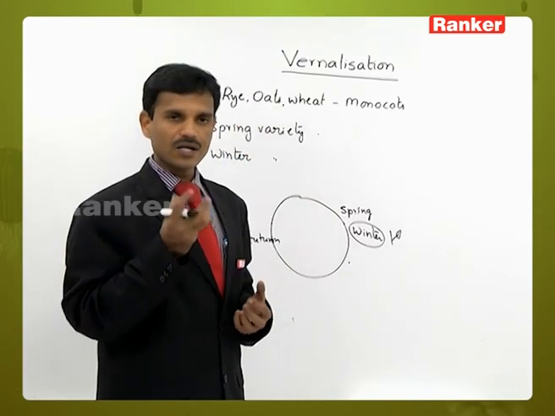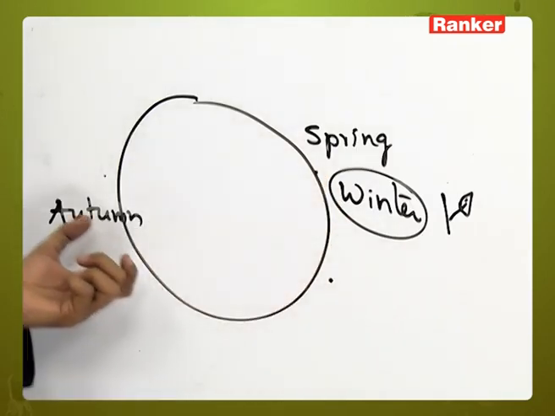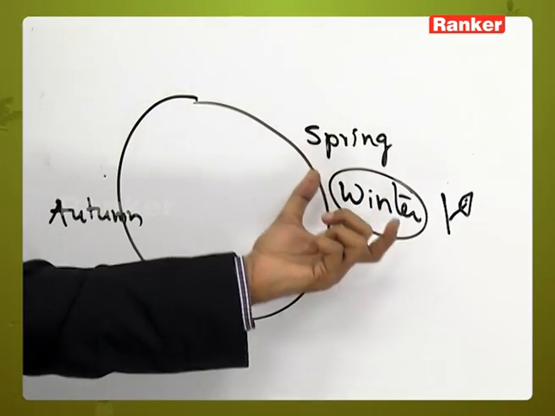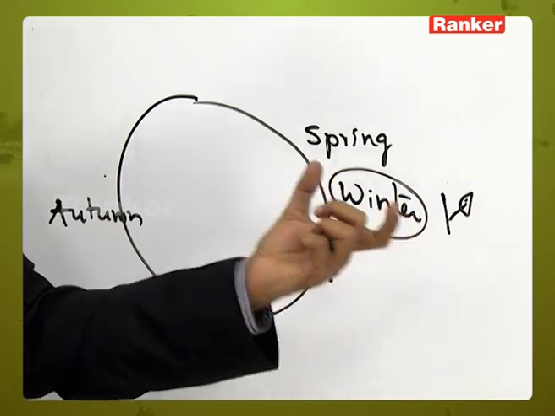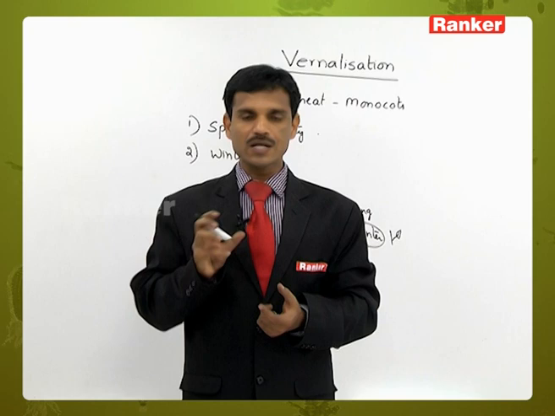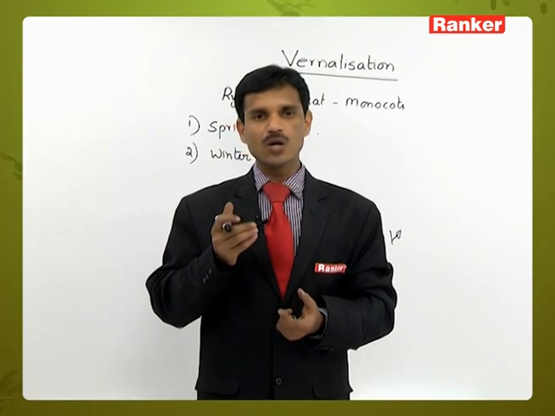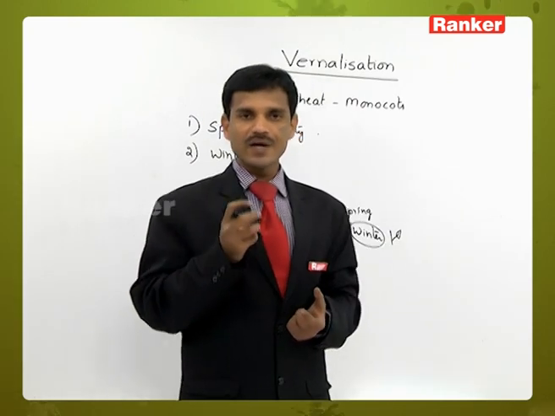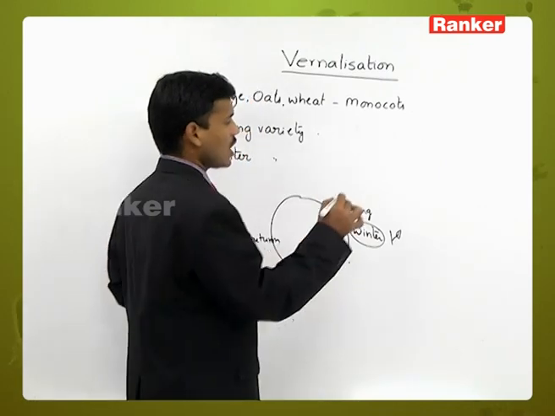So why are they not giving flowers at the end of the growing season? Here they require low temperature treatment. That's why the winter varieties are planted only in the winter season or in the autumn season. They spend time in the low temperature, and here, at the low temperature, one hormone called Vernalin is produced.